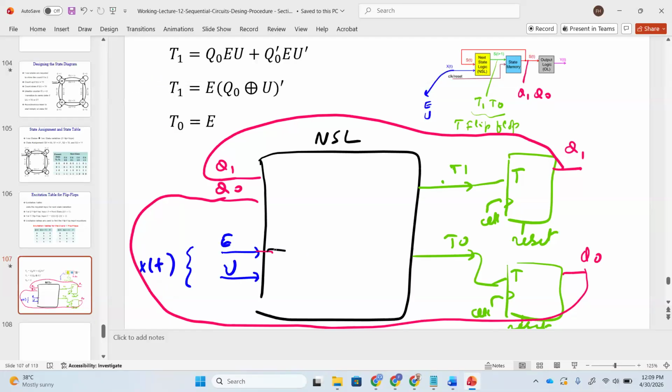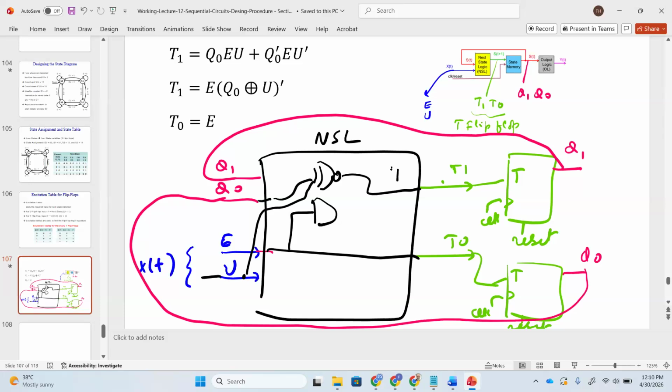T0 is the same thing as E. What's the problem? What is T1? E dot Q0, an AND gate. Q0 exclusive NOR U. Got it or not got it? And this is T1. Any question? Clear.